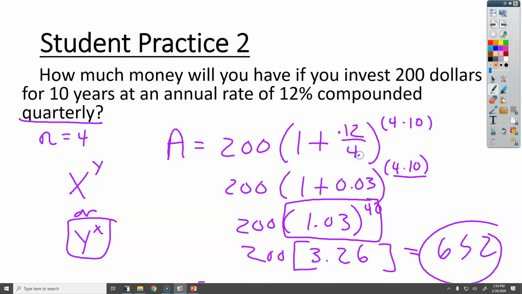You do the fraction first. Then you do the power after you simplify the inside, and then you multiply. So you've got to do it piece by piece. All right, so we're good.